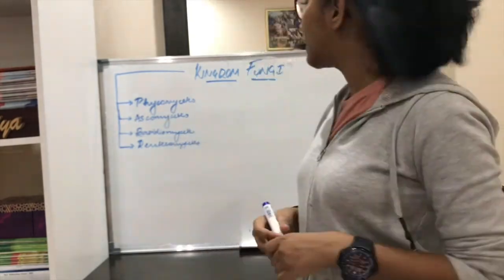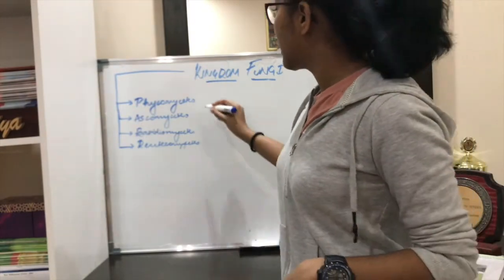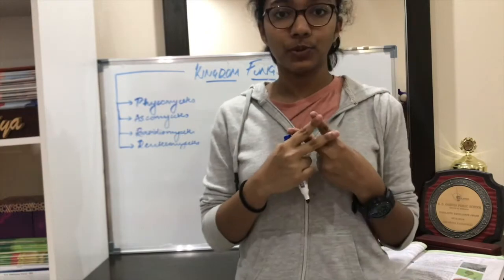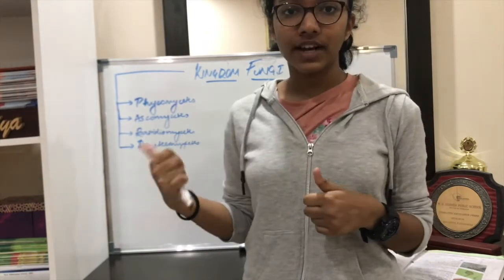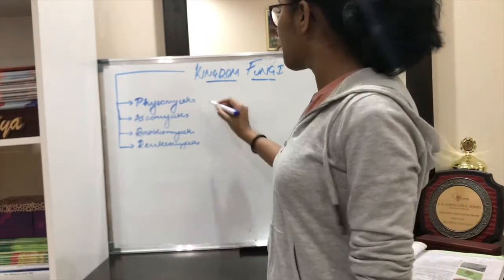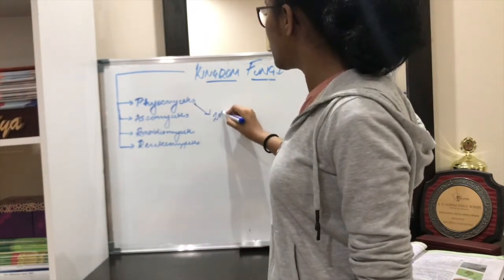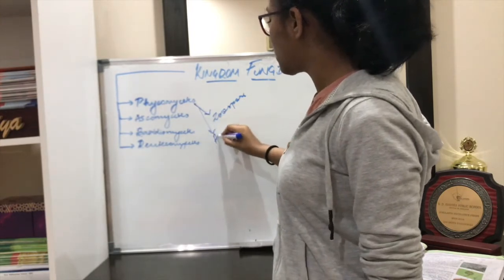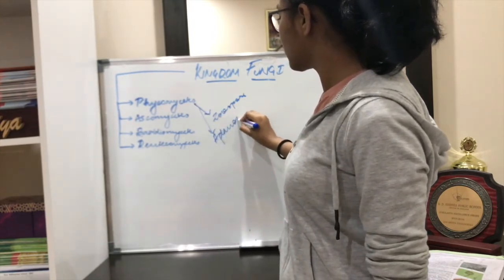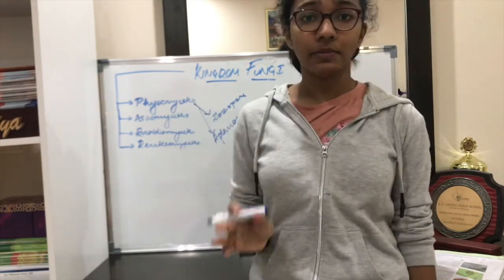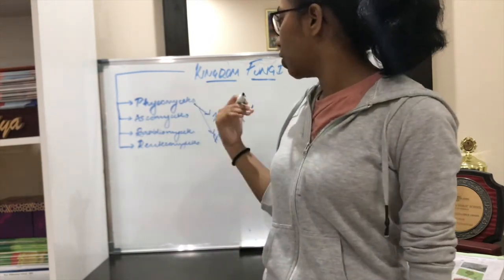Now coming to their reproduction, their asexual reproduction is by two kinds of spores. We learnt about the kinds of spores, right? Like zoospores, etc. So here there are two kinds of spores: one is zoospore and one is aplanospores. Zoospores are motile, that means they can move, and aplanospores are non-motile.